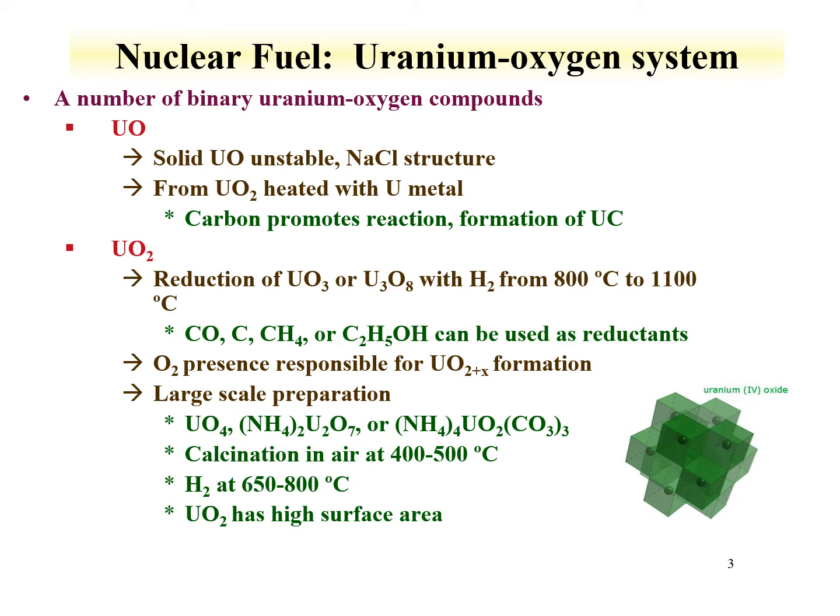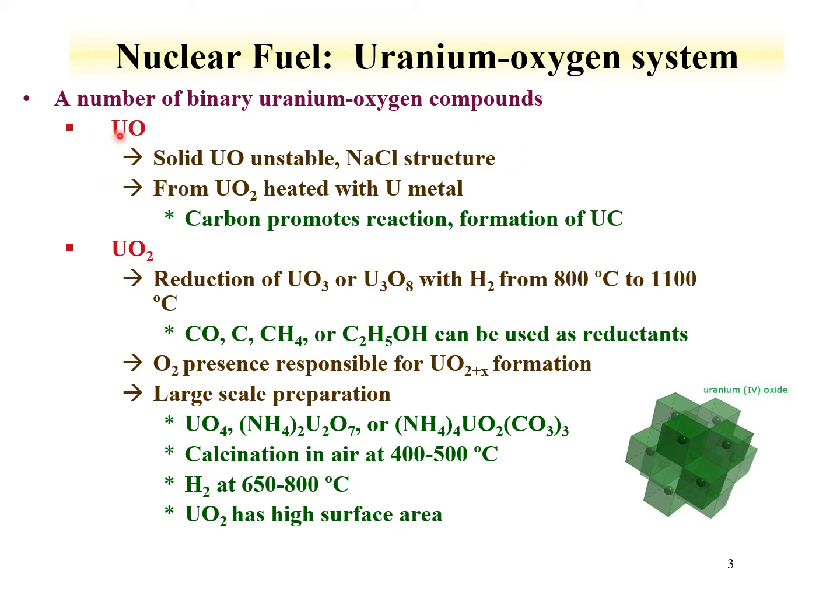In the nuclear fuel cycle, the uranium oxygen system is of primary importance. This is due to the fact that one, the main fuel is UO2, and secondly, that the oxides are intermediate species in the formation of other chemical forms of uranium in the fuel cycle. So let's review some of the uranium oxide species that are present.